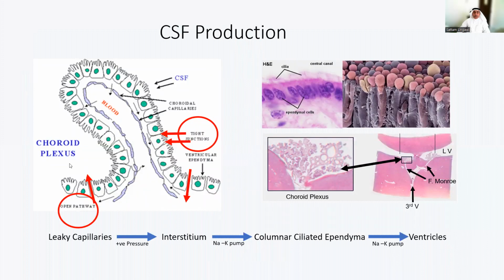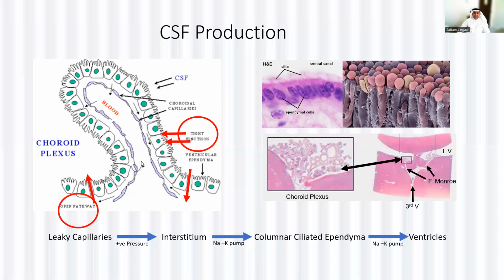CSF is produced through the choroid plexus, and the choroid plexus histologically is formed of a network of leaky capillaries with minimal positive pressure within. These leaky capillaries, because of the lack of the basement membrane and tight junctions, leak some of the plasma contents, including the proteins, the electrolytes, and the glucose, into the surrounding interstitium, which gets pumped through the sodium-potassium pump, the ATP pump, through an overlying layer of columnar ciliated cells.